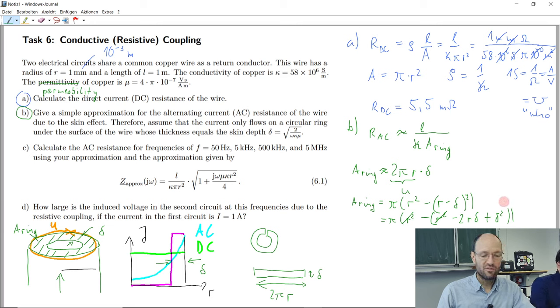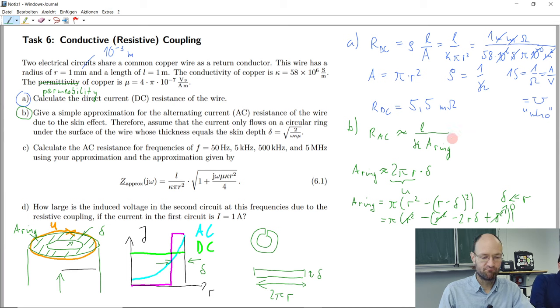Now if we assume that delta is way, way smaller than the radius, what would happen here? We can neglect the second term, this delta squared. Then this turns into zero, and we get 2 times pi times R times delta. So we get the same approximation as over there. So this seems to be legit to use.